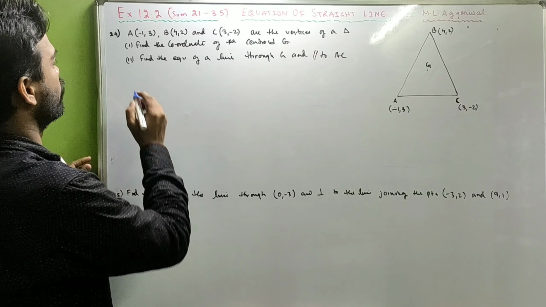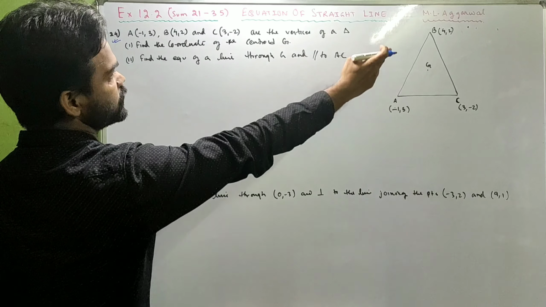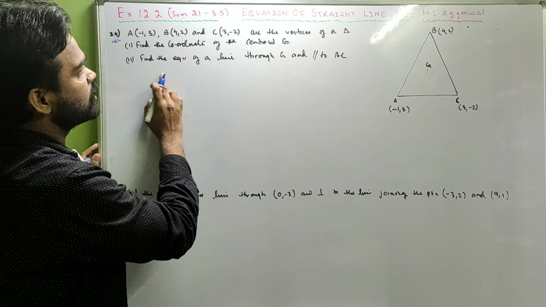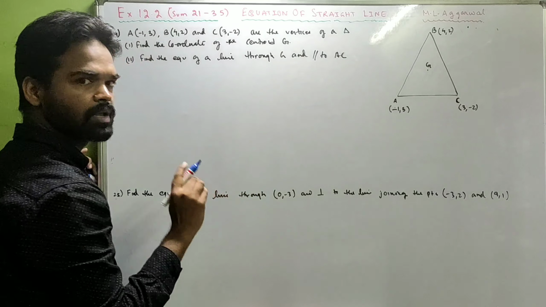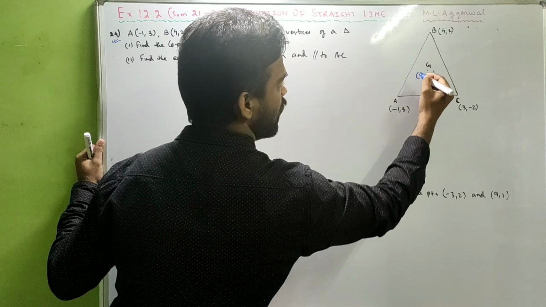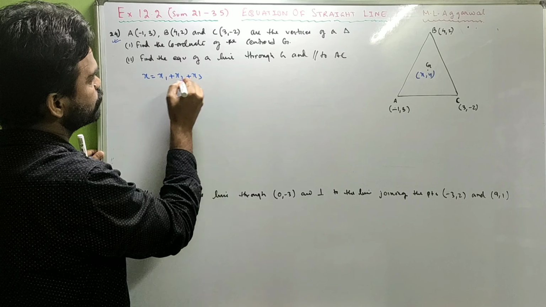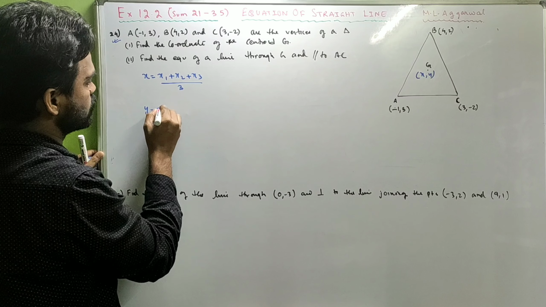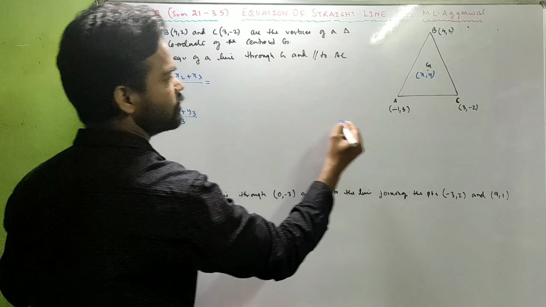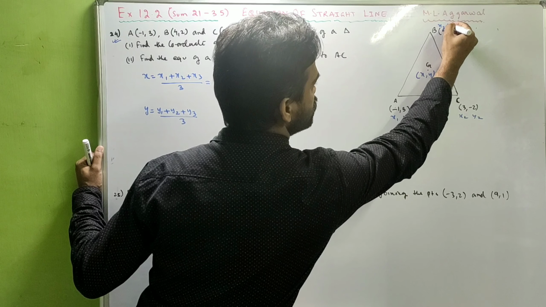Now look at sum number 24. Very interesting. A, B, C: A is (-1, 3), B is (4, 2) and C is (3, -2) are the vertices of a triangle. Find the coordinates of the centroid G. We have already done this in section formula. Suppose this is (x, y). Then x is x1 plus x2 plus x3 by 3, and y is y1 plus y2 plus y3 by 3. Isn't it? Where this is (x1, y1), (x2, y2) and this is (x3, y3).